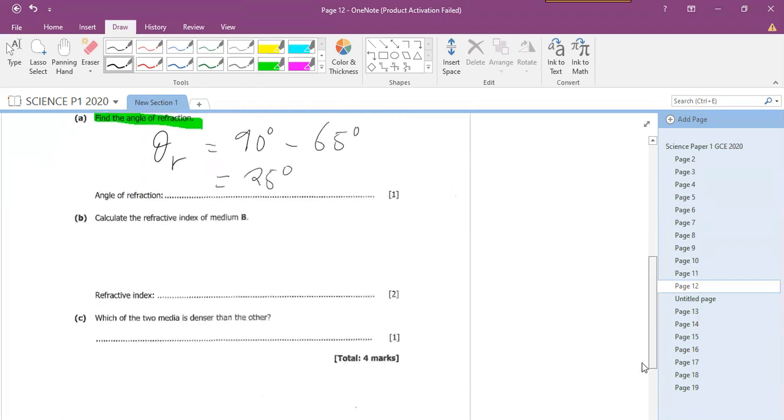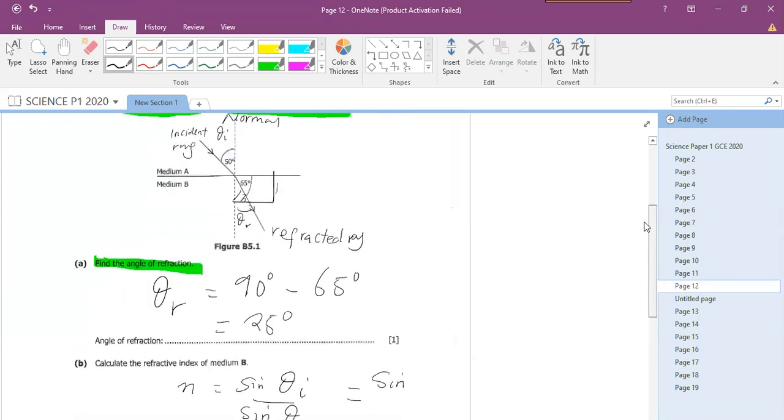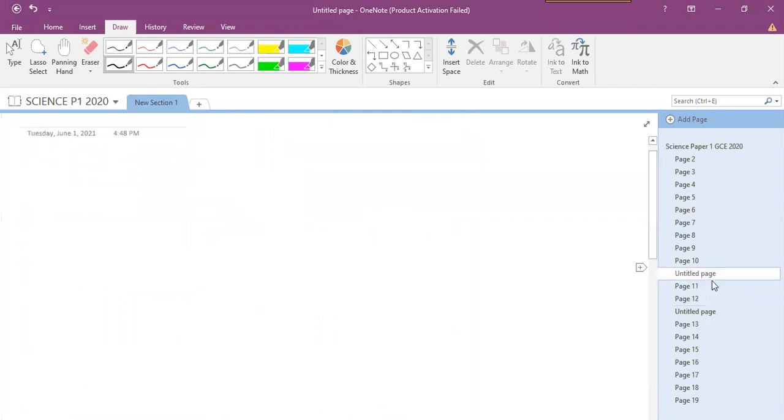Then the question now says we have to calculate the refractive index. There's a formula. Refractive index is the sine of the angle of incidence divided by the sine of the angle of refraction. We do know the angle of incidence and refraction. The angle of incidence is 50 degrees, from the incident ray, and the angle of refraction is 25 degrees.